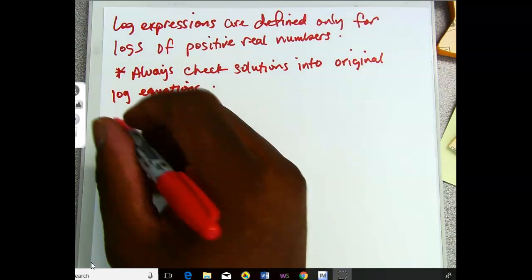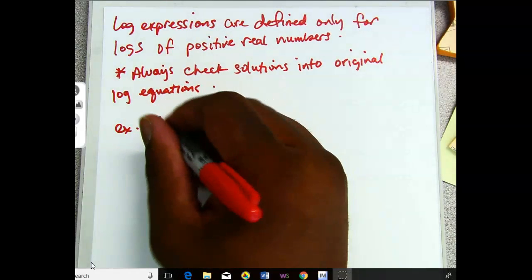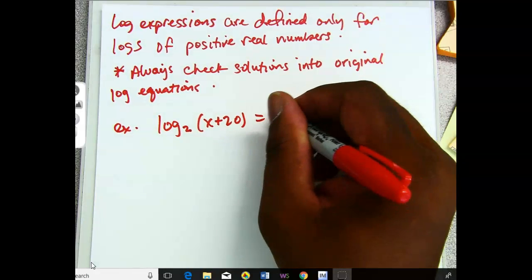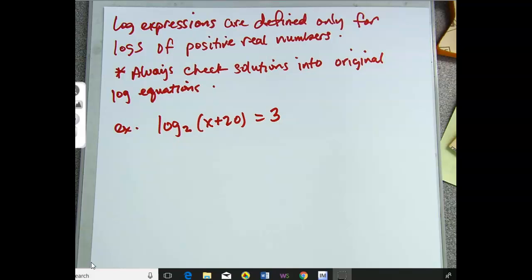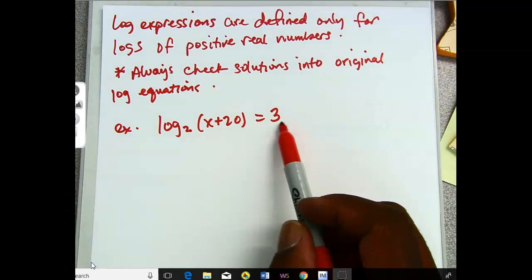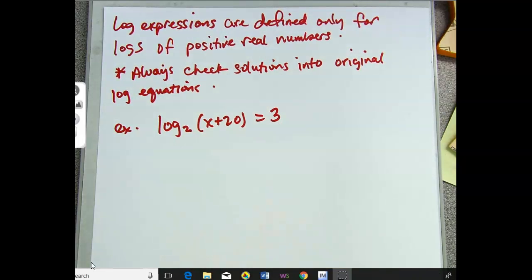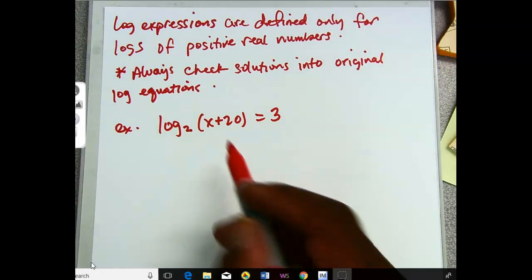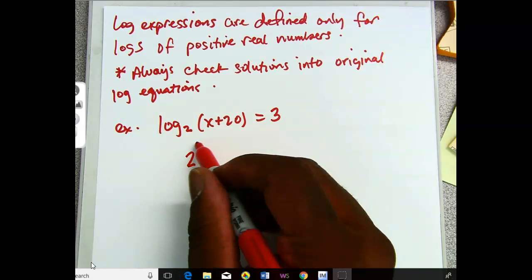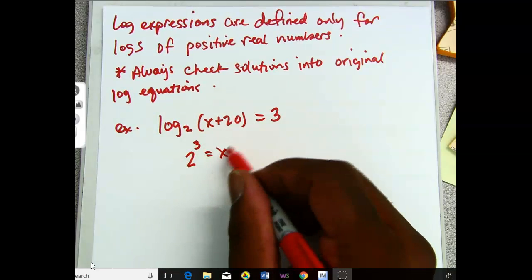So does that mean, though, take a look at this example. Log base 2 of x plus 20 is equal to 3. Here you already have the log isolated. There's no coefficient. So in this case, all we need to do is write this as an exponent. If log base 2 of x plus 20 is 3, then 2 to the third power is equal to x plus 20.